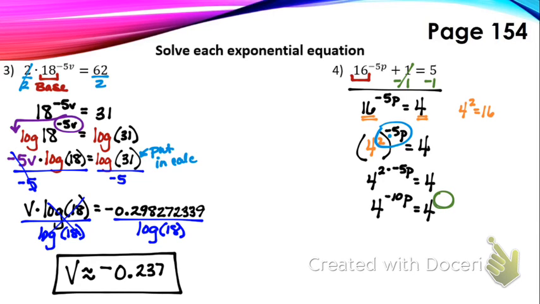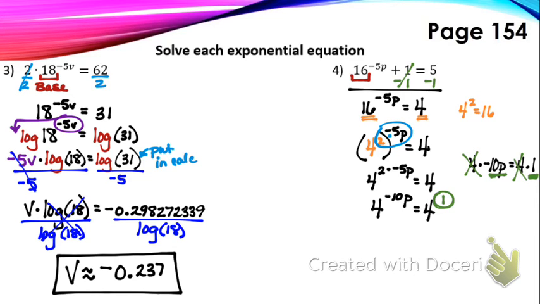Exponent is on this 4 right here? A 1. Question. If I said 4 times negative 10p equals 4 times 1, what would you know about these two things? They'd have to be the same because the 4's are going to cancel, right?